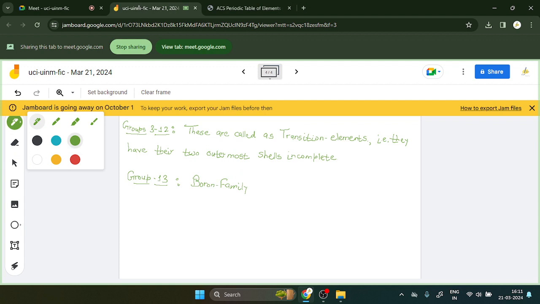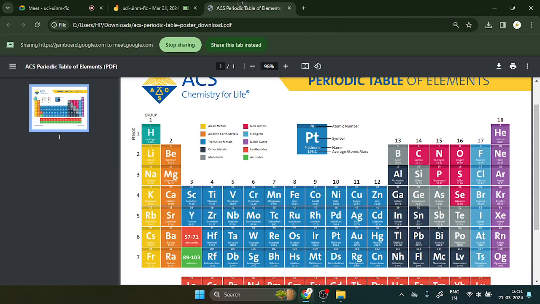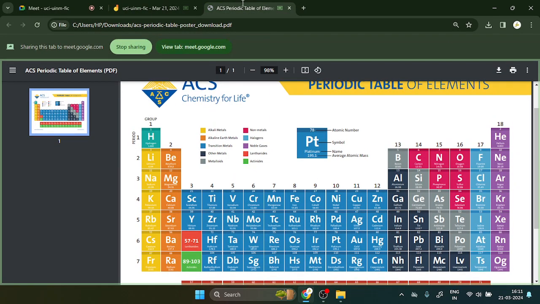Afterwards we have group 14. Total how many groups are there? 18 groups. Group 14 is called the carbon family, because carbon is the first element. Then we have the nitrogen family, then the oxygen family, which is also called the chalcogens, the ore forming elements. Then we have the halogen family.